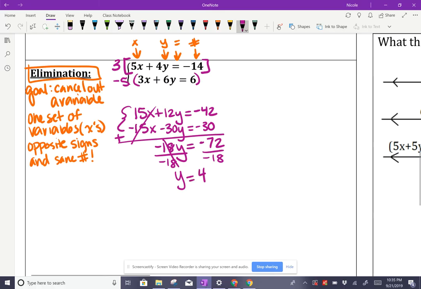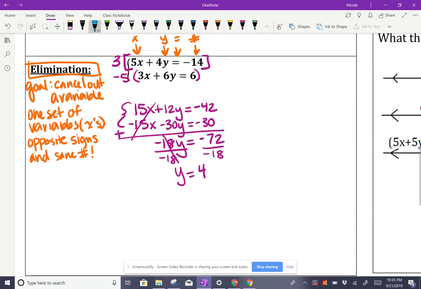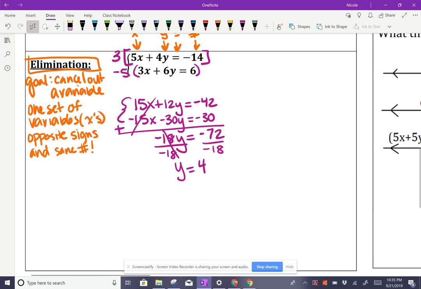So just like we did with our previous problem, once I find one variable, I need to go through and plug it in to find my second variable. So now I need to find x. So I've got y figured out, but now we need to find x. So I'm going to go back to one of my original equations. I don't need to use the ones that we've multiplied with. So I'm just going to go back to 5x plus 4y equals negative 14.